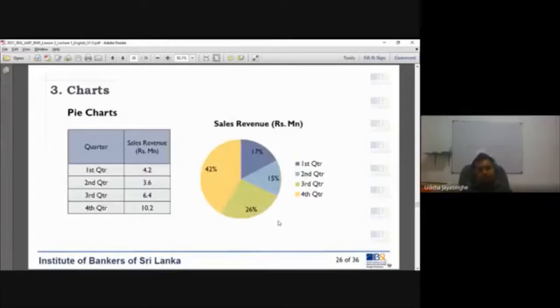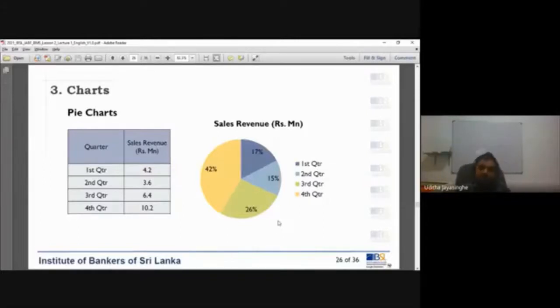4 quarters, quarter number 1 to 4, sales revenue in rupees millions are given here: 4.2 million, 3.6, 6.4, 10.2. And now we have to put things up here and give the contribution of each quarter that has come with these sales revenue.